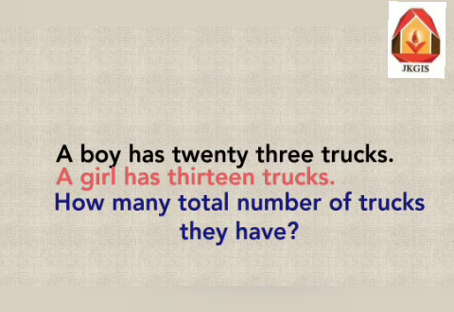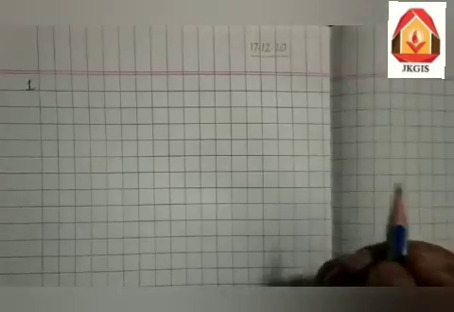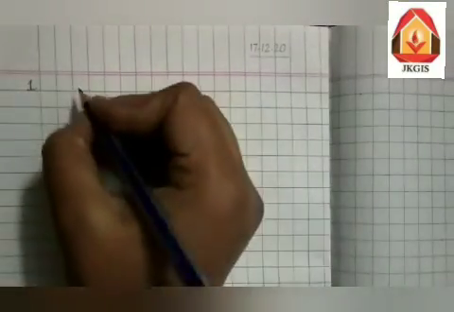So friends, let us try to solve this addition problem in both horizontal and vertical way. And also you can observe here both masculine and feminine gender, and they both have some trucks, and we have to find out the total number of trucks, and we know that a truck is a land transport. Let us find 23 plus 13 is equal to. Friends, let us first add in horizontal way.